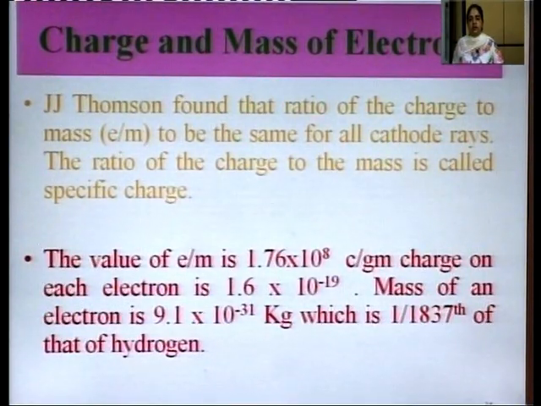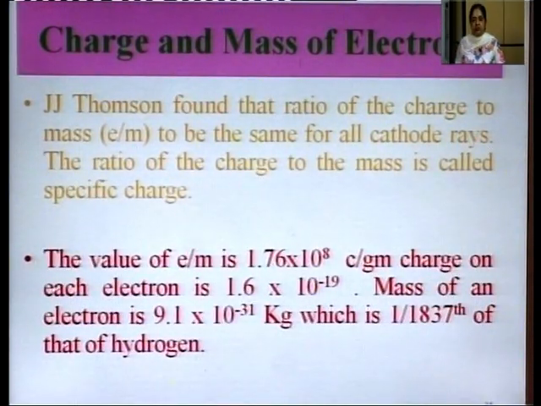Charge and mass of electron. J.J. Thomson found that the ratio of the charge to the mass, e/m, to be the same for all cathode rays. The ratio of the charge to the mass is called specific charge. The value of e/m is 1.76 × 10^8 coulomb per gram.